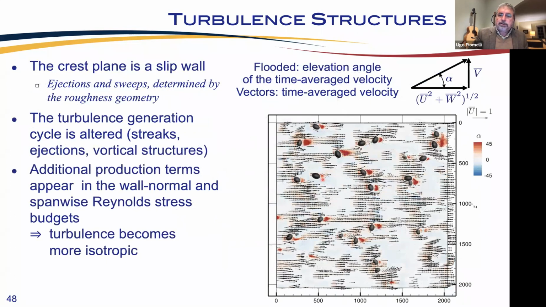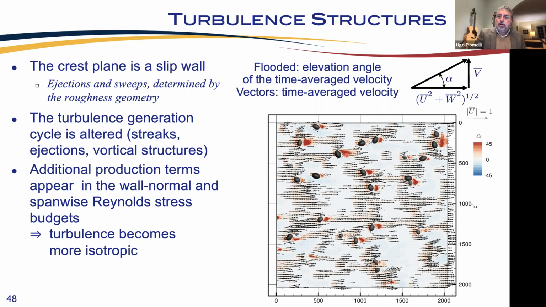So what the crest plane is, essentially, is a slip wall with stationary ejections and sweeps. So stationary jets directed either downwards or upwards and sideways as well. So you see, you get this velocity. This is the time average velocity. You see the velocity goes all around these elements. You have jets and so on.